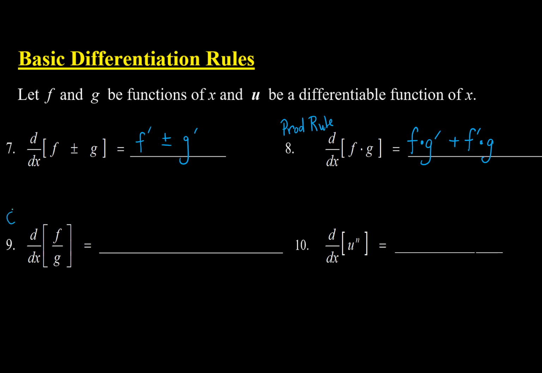For number 9, this is the quotient rule. So for this one, I'm going to take my bottom, g, times the derivative of the top, minus my top times the derivative of the bottom. This is that low d high minus high d low. So low d high minus high d low. And then this is all over the bottom squared.